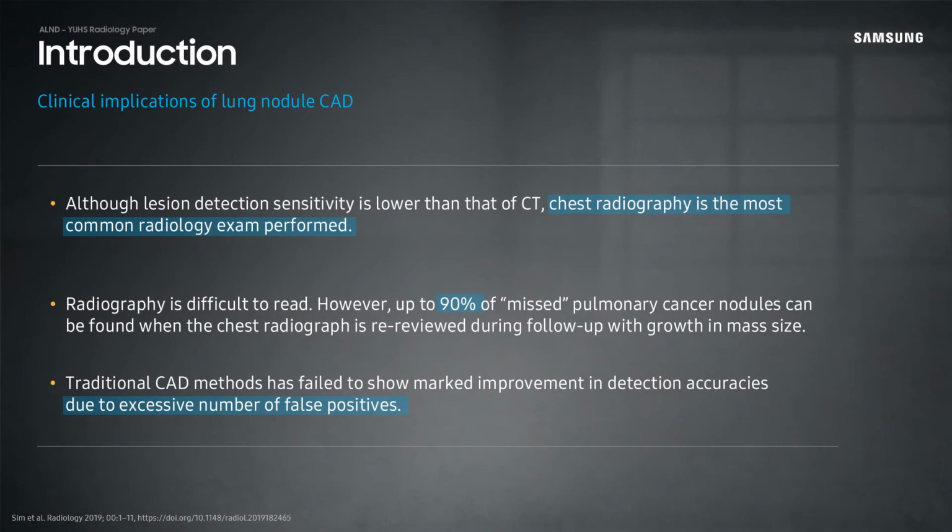A brief introduction to the clinical implications of lung nodule computer-assisted detection. Although lesion detection sensitivity is lower than that of CT, chest radiography is the most common radiology exam. Radiography is difficult to read, however, with up to 90% of missed pulmonary cancer nodules found when re-reviewed during follow-up with growth in mass size. Traditional CAD methods have failed to show marked improvement in detection accuracies due to an excessive number of false positives.